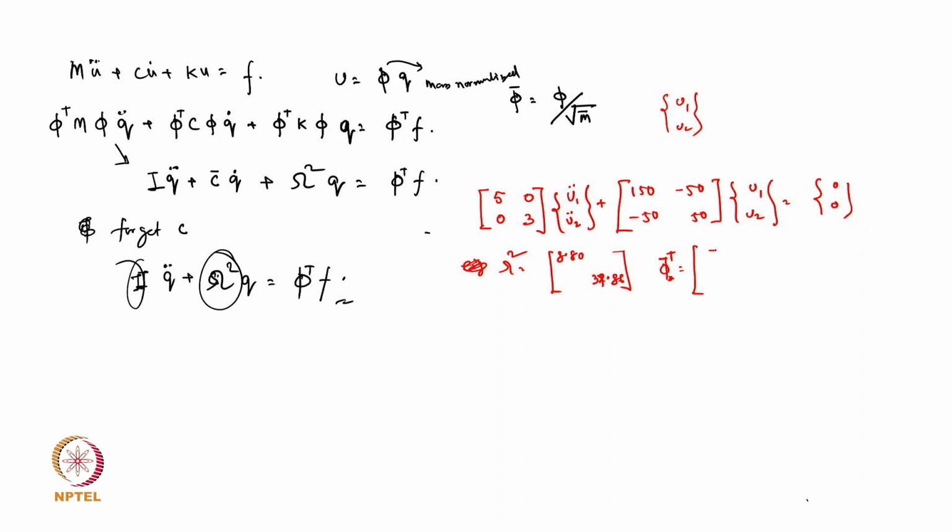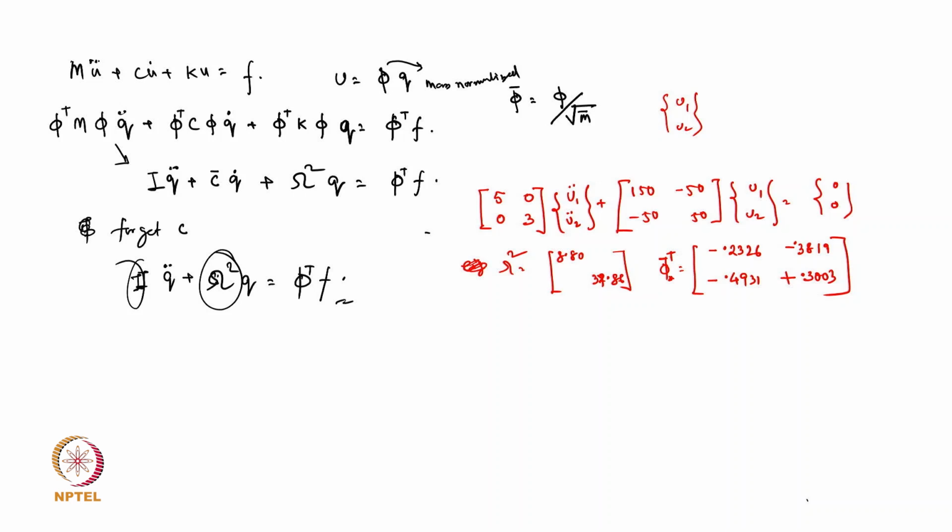Minus 0.2326. Okay, minus 0.4931. Okay, then minus 0.3819. Then plus 0.3003. Is that correctly written? Perfect, very good. So that is my phi transpose.